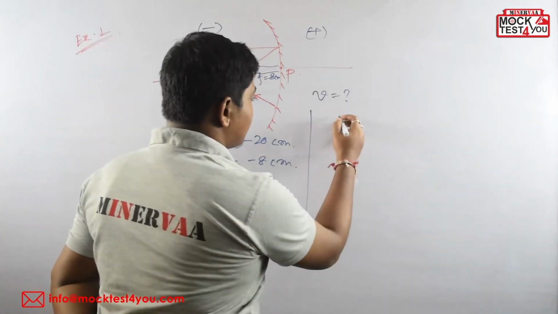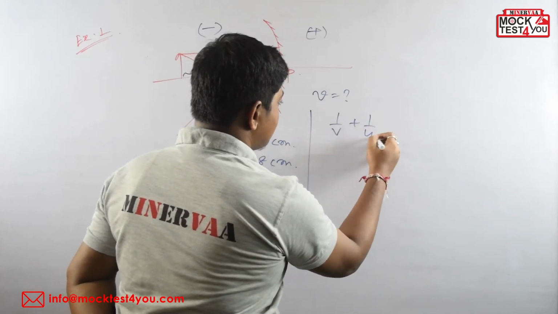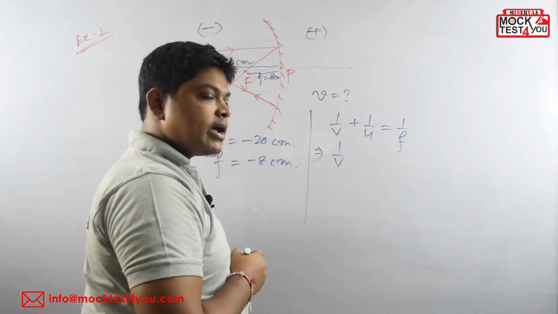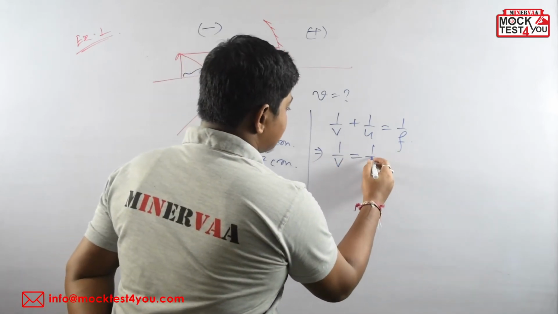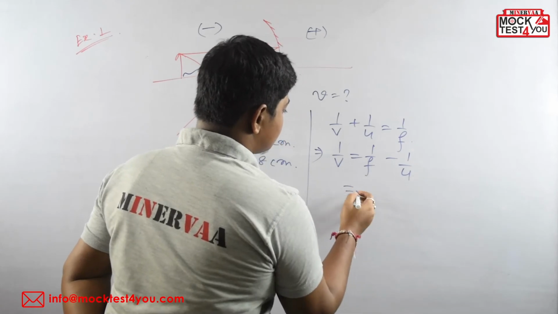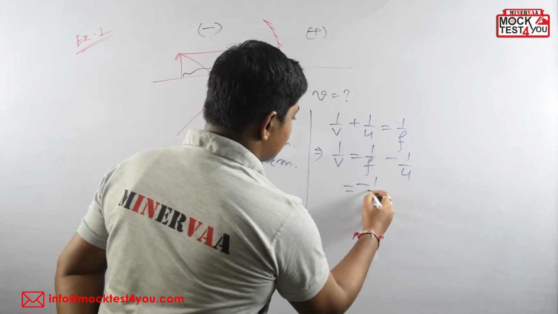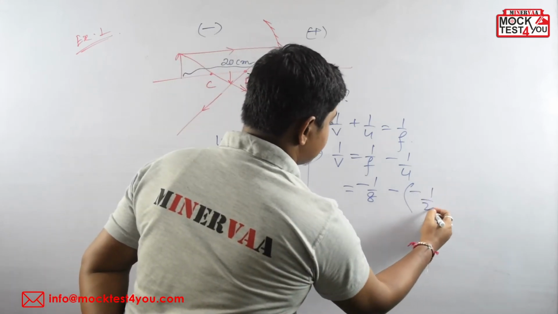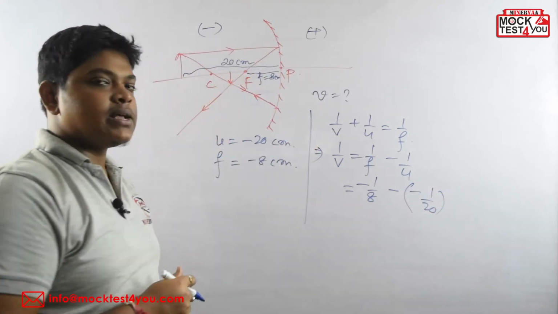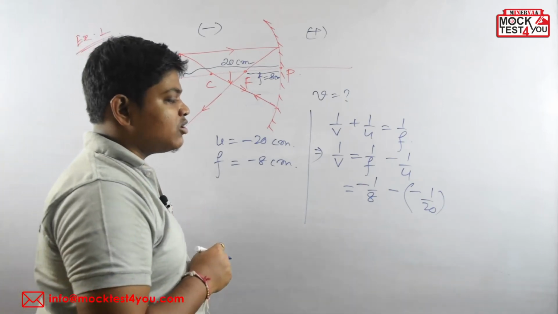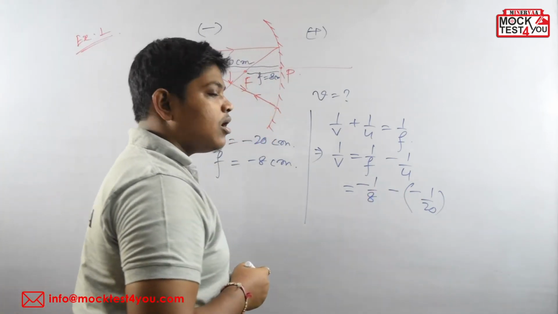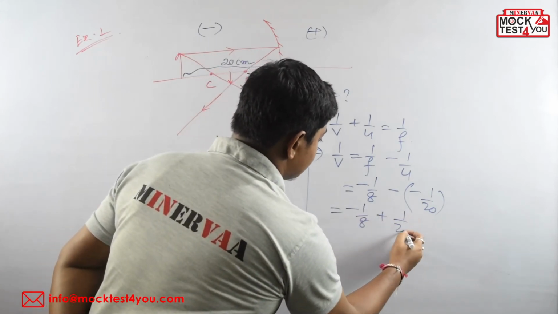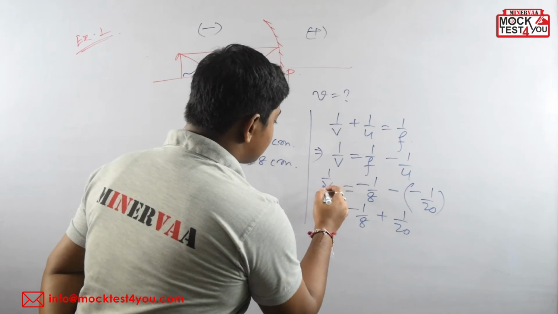We will use the mirror formula, that is 1/v + 1/u = 1/f. So 1/v we have to determine. So it will be 1/f - 1/u. So 1/f equals -1/8, minus 1/u, that is minus (-1/20). This is the best thing that I do, I use a bracket over here, otherwise there is a chance of mistake. So -1/8 + 1/20, it is 1/v, that will remain same.